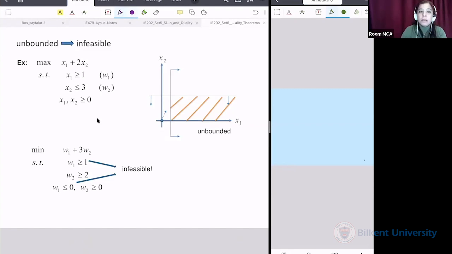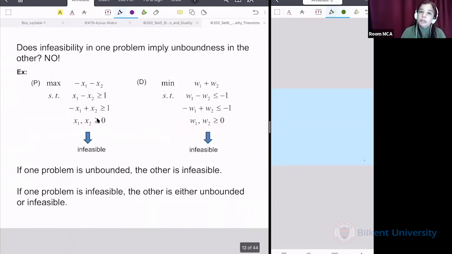Fine. But this is not an if-and-only-if type statement. What do I mean? If one of these problems is infeasible, I cannot immediately deduce that the other one is unbounded. There are counterexamples for this. If one of these problems is unbounded, the other one is always infeasible. But the reverse is not always true. If one of them is infeasible, does it imply that the other problem is unbounded? Not necessarily. The other problem can be infeasible too.